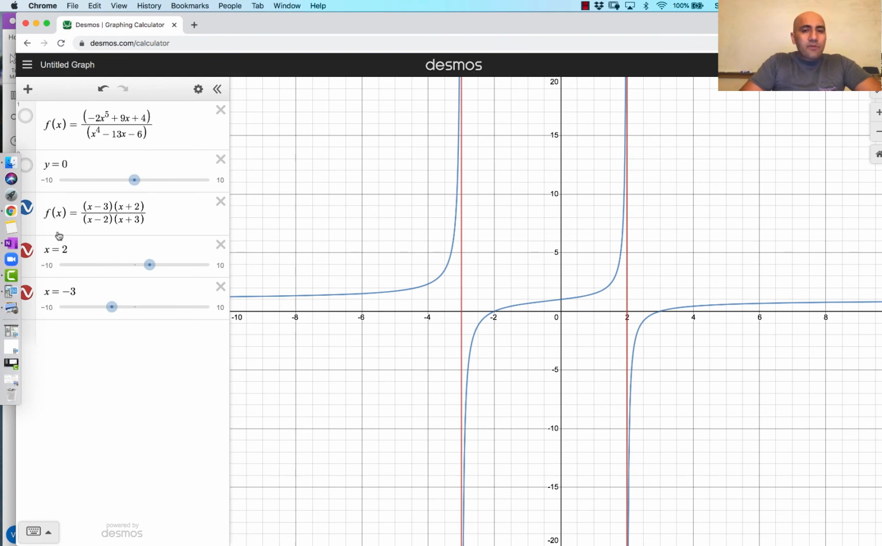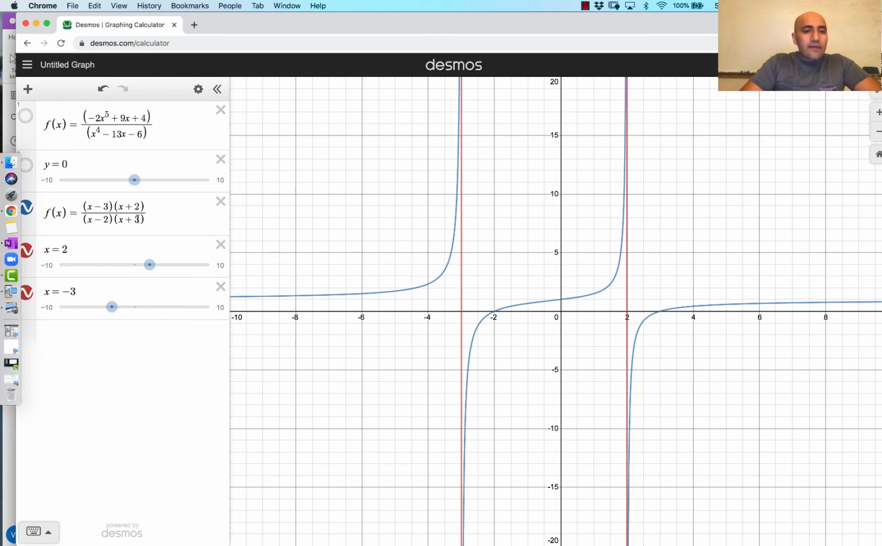Okay, so for example, if I had this function, f of x equals 2, and then we have a factored form of a rational function, in the numerator I have x minus 3 times x plus 2 divided by x minus 2 times x plus 3. Nothing cancels, so that means I have two vertical asymptotes, one of them at x equals positive 2, and another one at x equals negative 3.